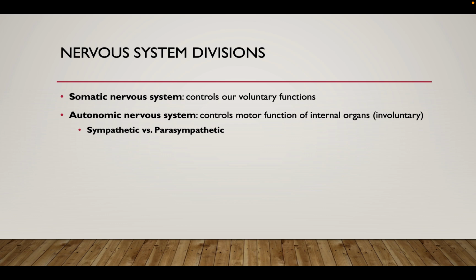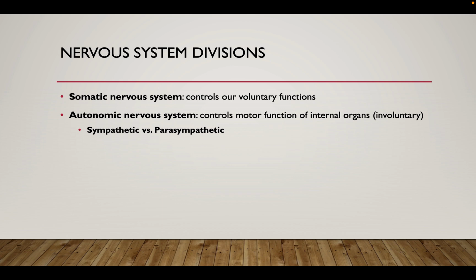We do not have conscious, voluntary control over this. And so these are things like sweating, there's things like our heart contracting, smooth muscle in our digestive tract and blood vessels, the stimulation of different glands in our body. These are all under autonomic control.